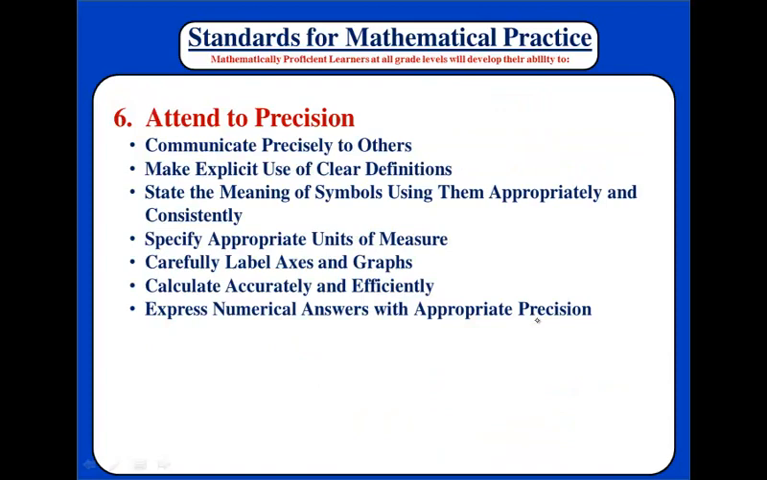Standard 6 is attention to precision. We want to be able to communicate precisely to the others. We want to make explicit use of clear definitions. So, we have to be very clear about what our definitions are of our terms and use those definitions very carefully. We want to be able to state the meaning of symbols using them appropriately and consistently. So if we introduce a variable, for example, in a problem, we need to say, what does that variable represent? We want to be very clear about that. We want to be very precise.